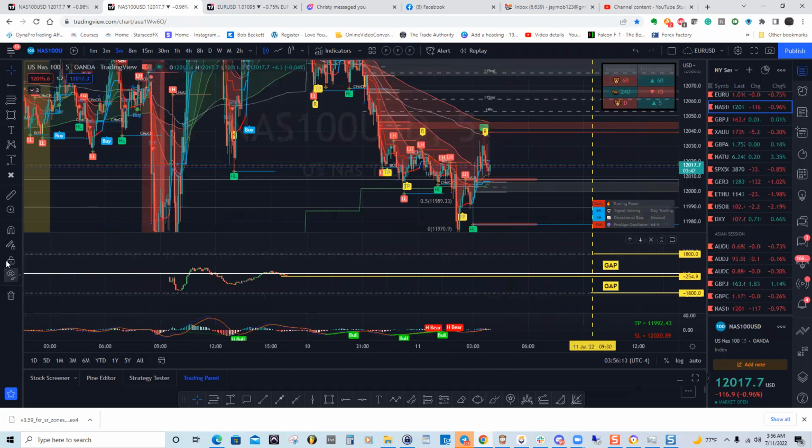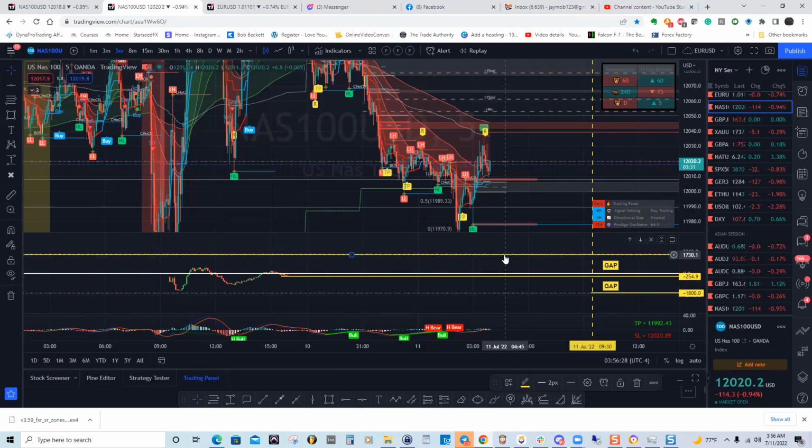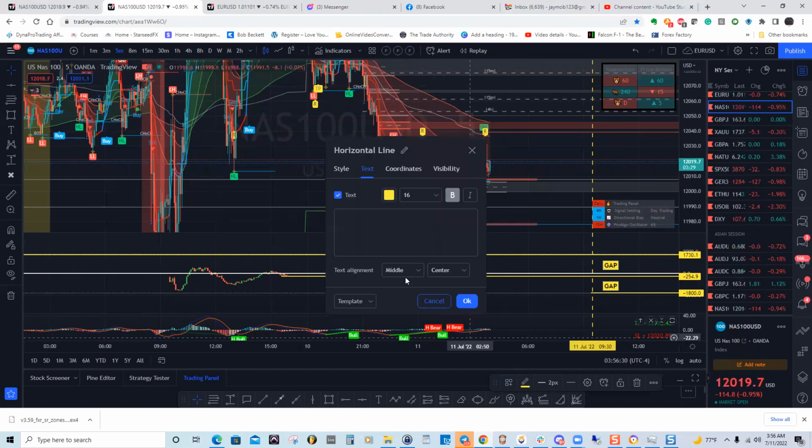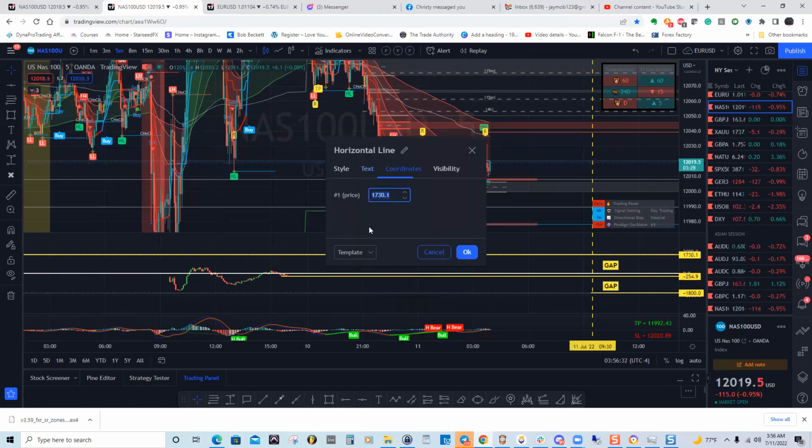Let me show you. Let me lock this. So let's look for an example. Remember 1800 up here, right? Let me draw a line because we're going to go back and backtest this. This is how I backtest stuff. Draw a line right here, and I'm going to put 1800 here, coordinates. And I'm going to go back and see.